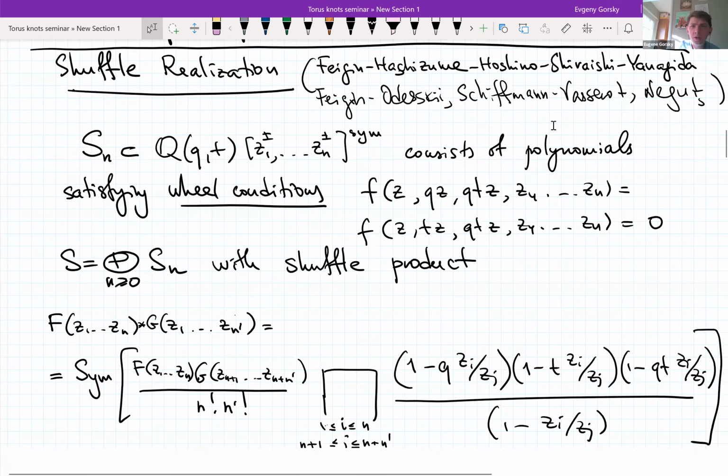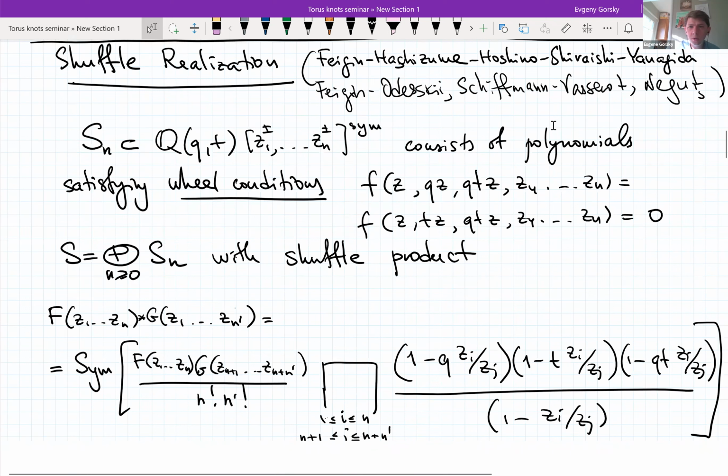This is called the shuffle realization. It was considered by many people, starting from Feigin and Odesskii, then Feigin, Hashimoto, Hoshino, Shiraishi, Yanagida, and then Schiffmann and Vasserot, and then revisited and filled in with many specific details relevant for this discussion by Andrei Neguț. So what is this shuffle realization? For every n, you consider the space of symmetric Laurent polynomials in n variables. These are symmetric in z1 through zn, and the coefficients are rational functions in q and t.